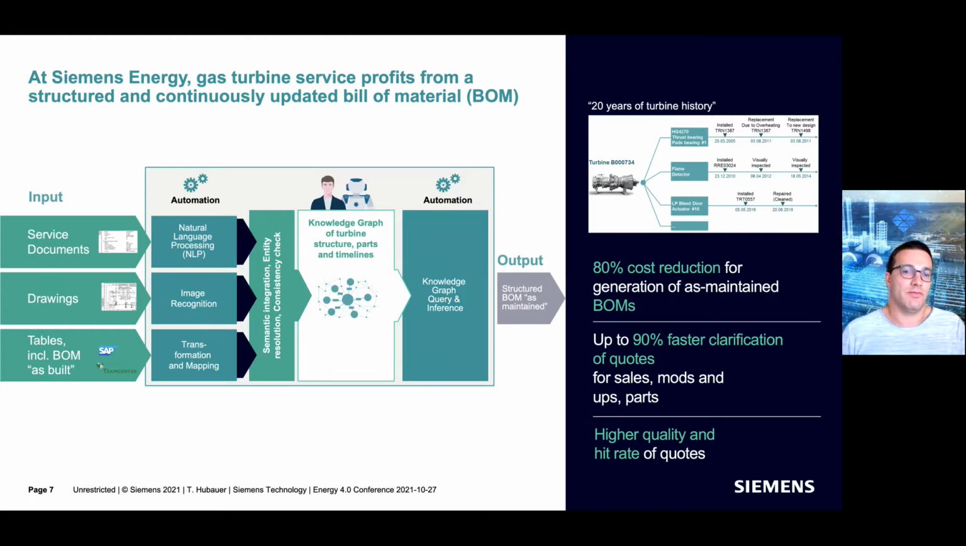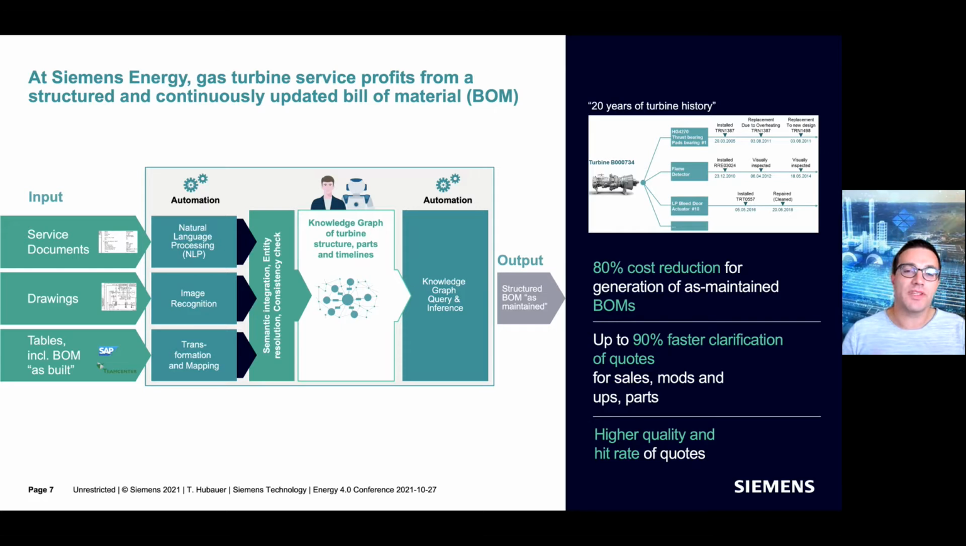For the business, numbers show they have an 80% cost reduction for generation of as-maintained bill of material. Now, why maybe only 80%? As you can see here, we're striving for a very high degree of automation, yet it's not possible to have this fully automated. There are a few specific points where we want the user to interact, where we want the user to tell us if things are correct. And so there's still some human involvement. Still, we multiply the number of turbines one person can work on by 5. So we're really creating a huge lever for business here.